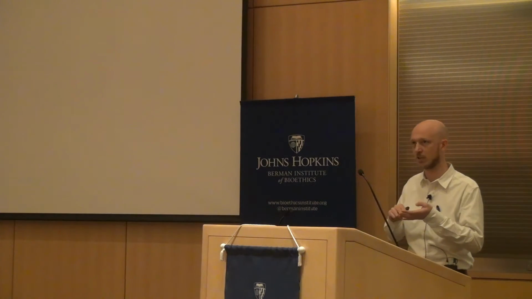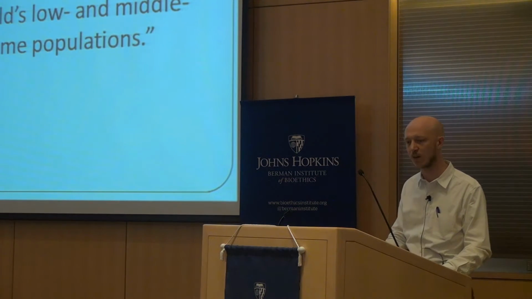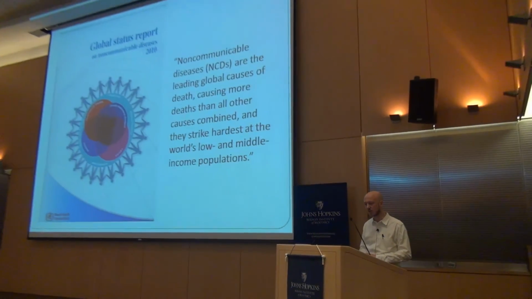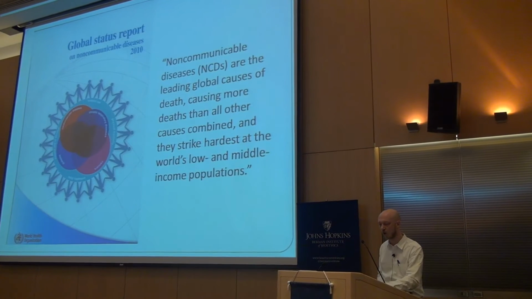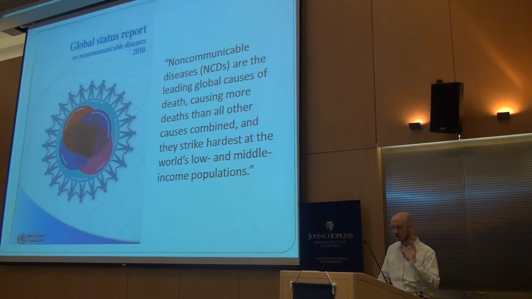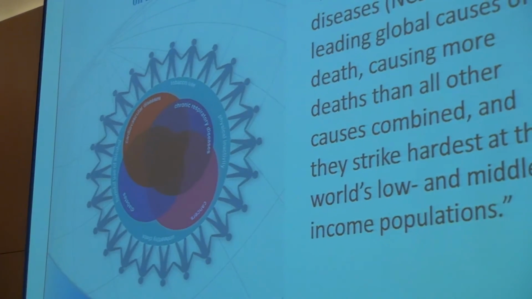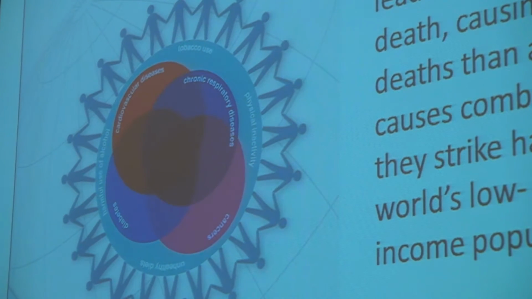Diabetes, cancer, stroke, heart disease, depression. These are now responsible for the majority of the burden of disease. And so, many people argue, maybe these conditions should be much higher on the policy agenda. Maybe we should be shifting funds to combat those rather than sticking with communicable diseases. So this is the WHO's Global Status Report on Non-Communicable Diseases from 2010. They say, non-communicable diseases, NCDs, are the leading global causes of death, causing more deaths than all other causes combined, and they strike hardest at the world's low and middle income populations. So it's natural to ask, should we be redirecting resources from treating and preventing infectious diseases to treating and preventing chronic diseases, the sorts of diseases that they're concerned with here?